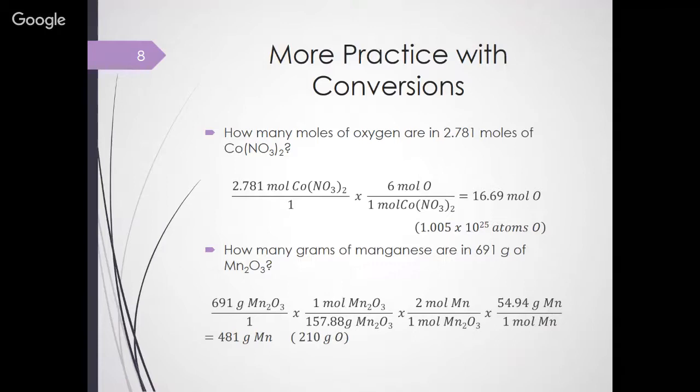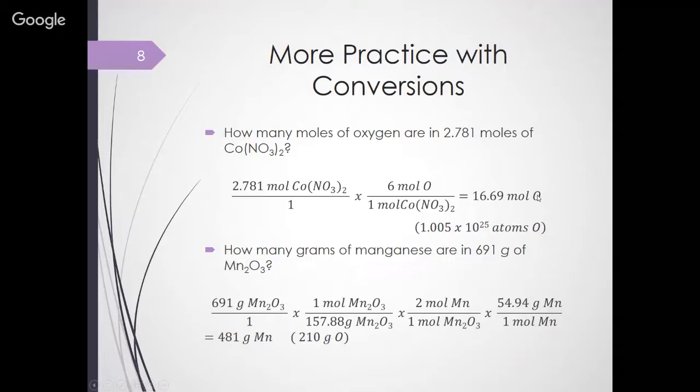Or if you have 1 dozen eggs, you have 12 eggs. So here, I'm going to take my given information and then multiply it by the number of moles of atoms I have per my individual compound. So since I have 6 moles of oxygen, I multiply that by 2.781 to give me 16.69 moles of oxygen.